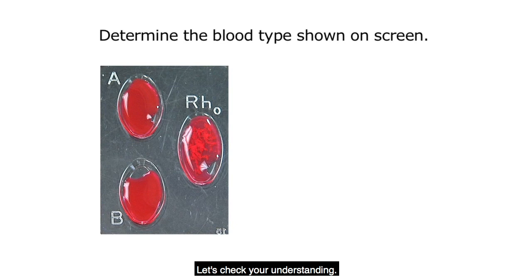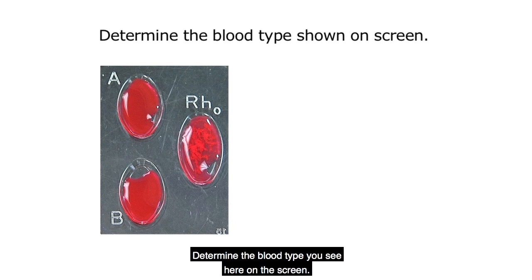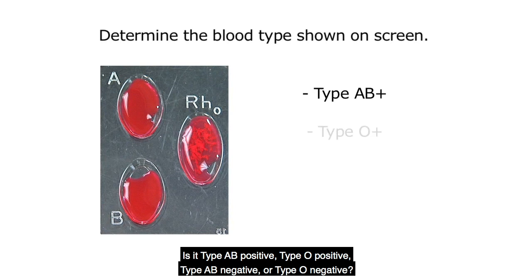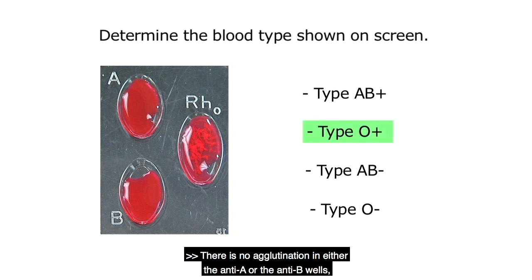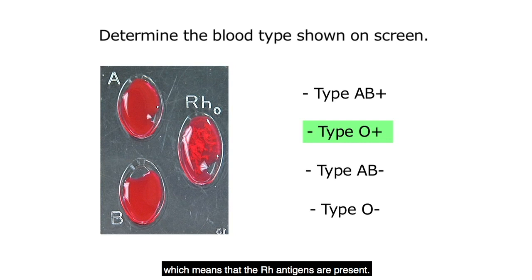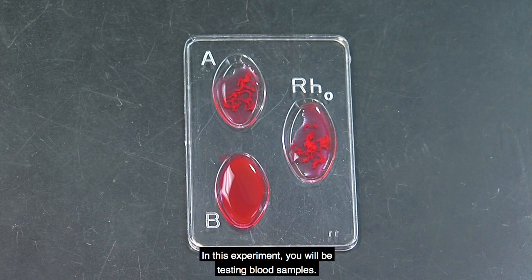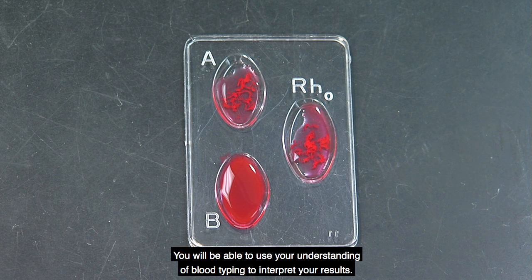Let's check your understanding. Determine the blood type you see here on the screen. Is it type AB positive, type O positive, type AB negative, or type O negative? There's no agglutination in either the anti-A or the anti-B wells, which means that neither the A nor the B antigens are present. There is agglutination of the red blood cells in the anti-Rh well, which means that the Rh antigens are present. In this experiment, you'll be testing blood samples. You'll be able to use your understanding of blood typing to interpret your results.